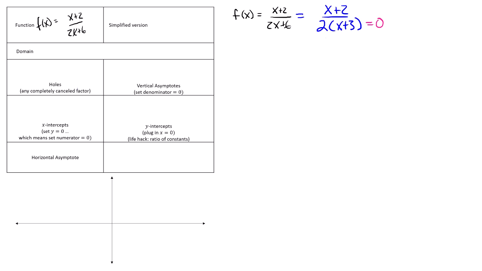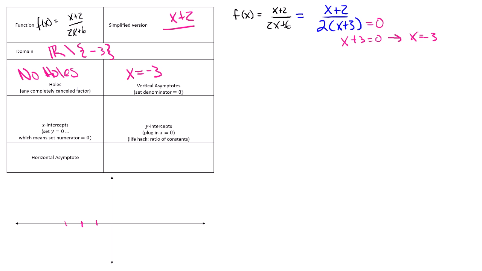We care about when the denominator is equal to 0. That's only going to occur when x plus 3 is equal to 0. So x is equal to negative 3. All right, so our domain is going to be all real numbers except for negative 3. Since nothing cancels out here, it means that this is going to be a vertical asymptote. Since no factors canceled out, we have no holes. And our simplified version is x plus 2 over 2 times x plus 3.